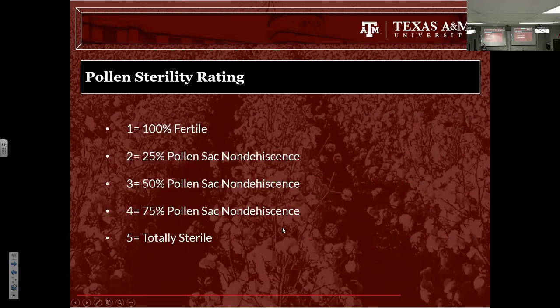So the other part of my project is trying to measure pollen sterility rating. So we also did a 1 through 5 scale on this. And this is just trying to see how fertile the pollen is, because it does vary in between the plants depending on the weather or any other environmental factor. So 1 is 100% fertile, 2, 25%, pollen sac non-dehiscence, 3 would be 50%, 4, 75%, and then 5 is totally sterile.